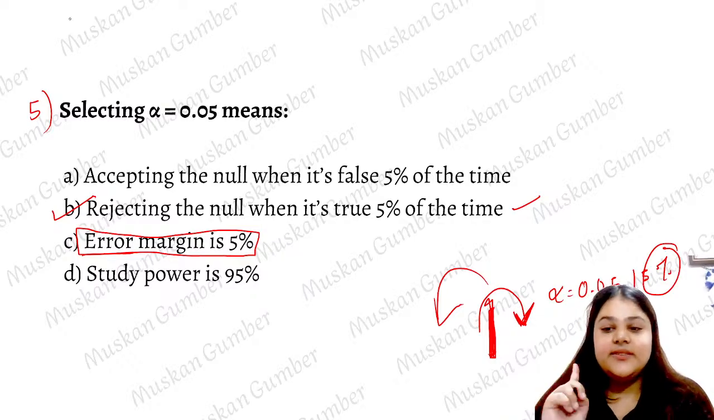Again, D will not be correct. Alpha does not tell us about the power. Beta tells us about the power of our test.